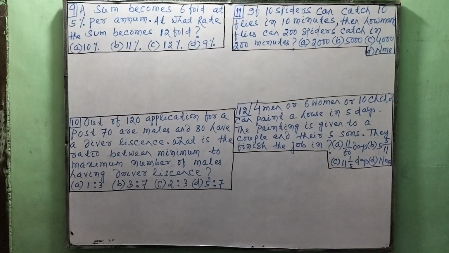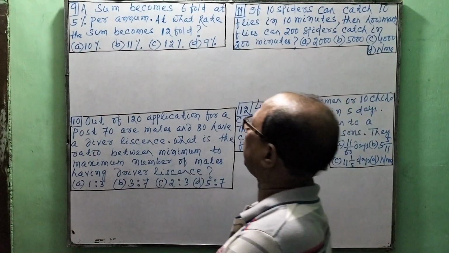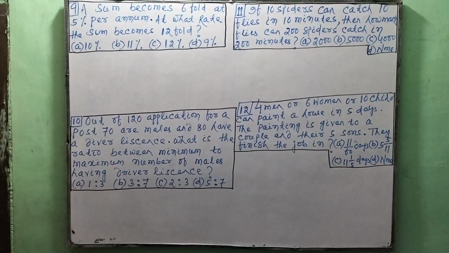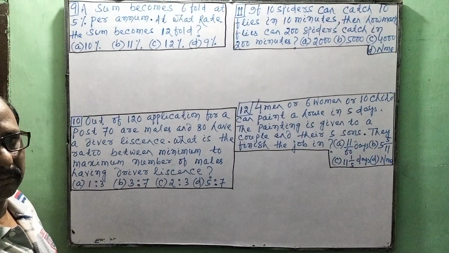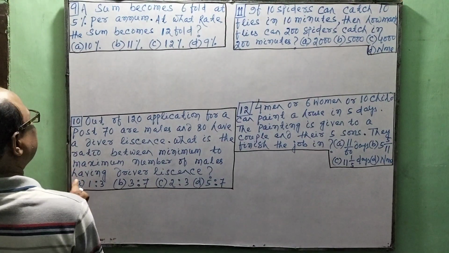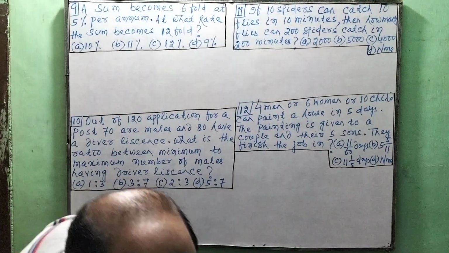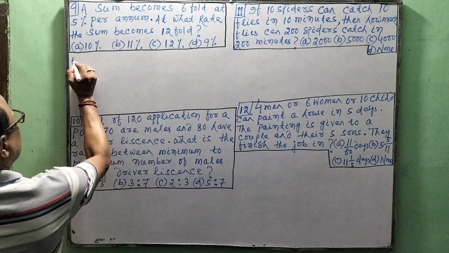Number 9. A sum becomes 6-fold at 5% per annum. At what rate does the sum become 12-fold? See the question. A sum means principal here. So suppose the principal is 100 rupees. Principal is 100 rupees.